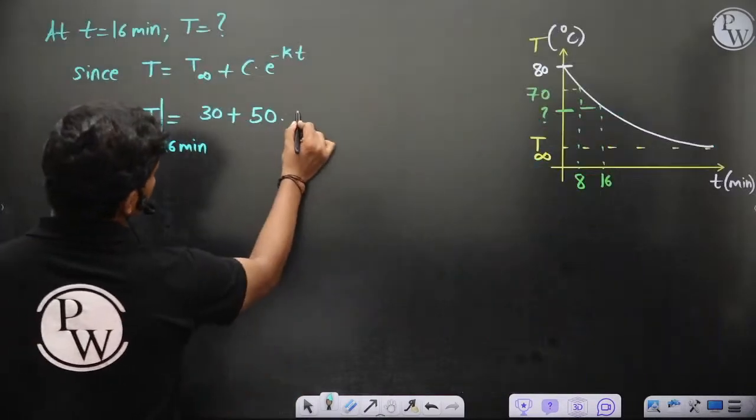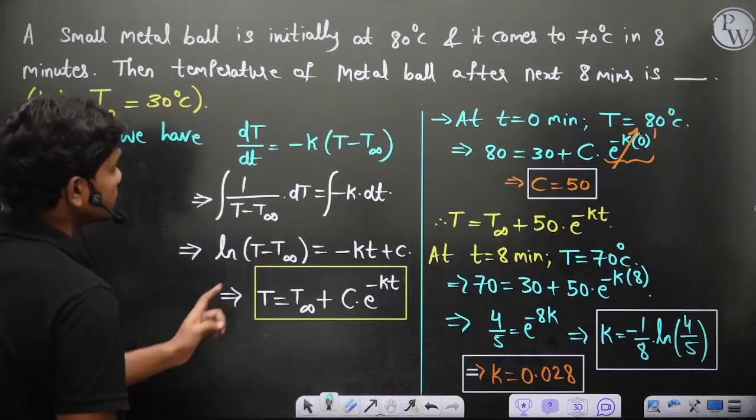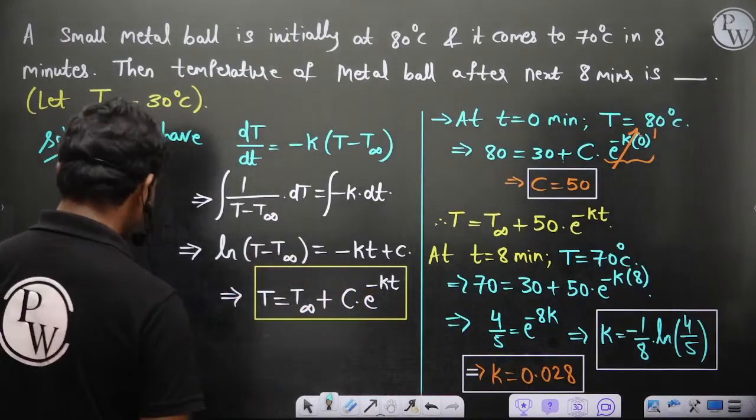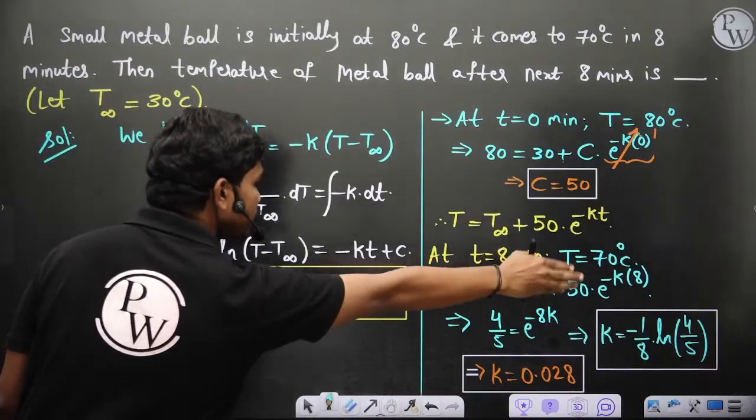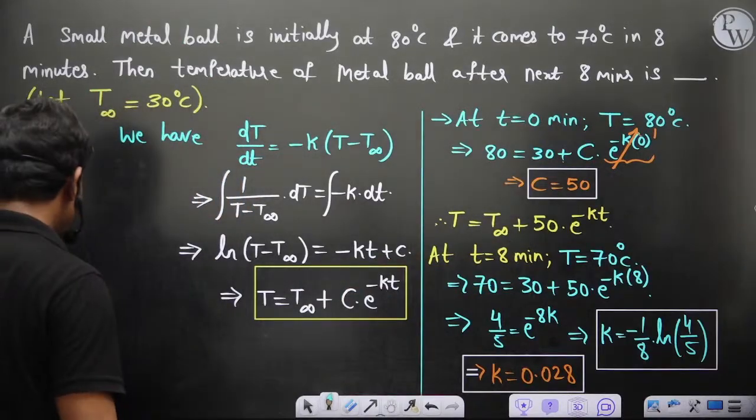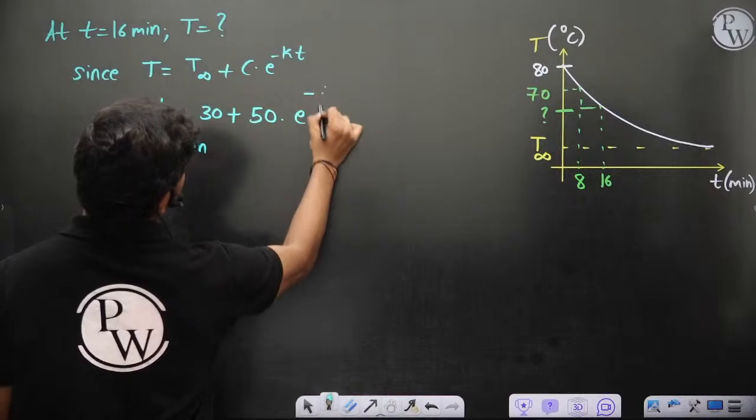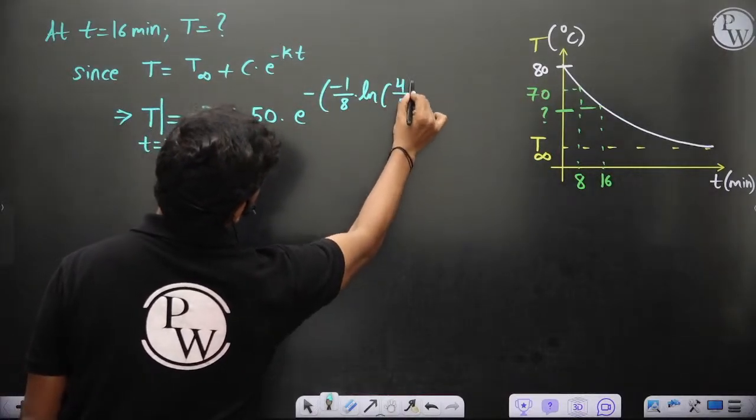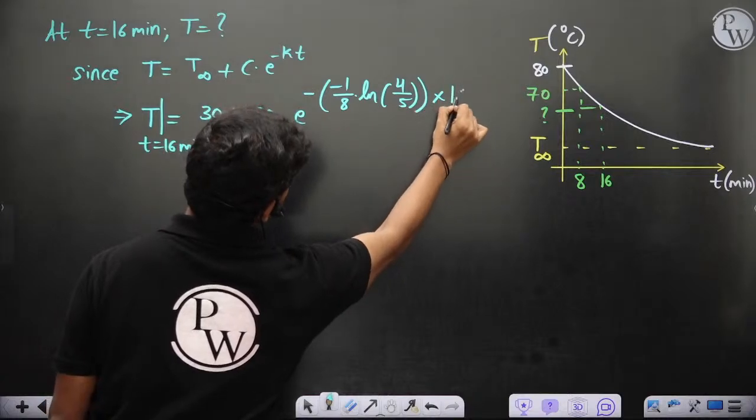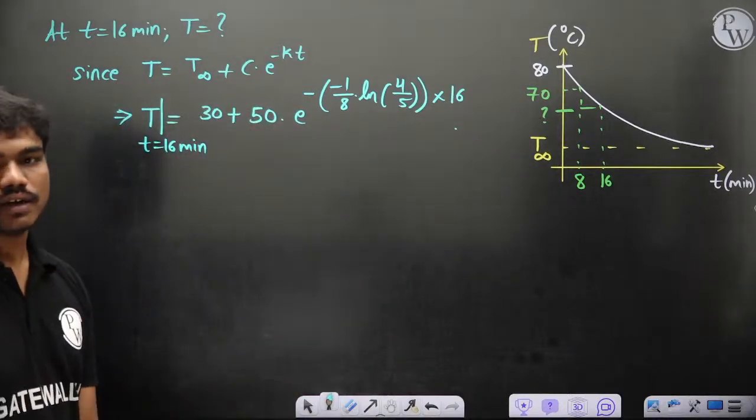Then exponential of minus kt. Okay, so minus k value 0.028. Or you can just put that value, minus 1 by 8 ln 4 by 5, whatever you have. So minus k, which is minus 1 by 8 ln 4 by 5, into t, of course. Okay, so this is 16. So this is the value that you get.